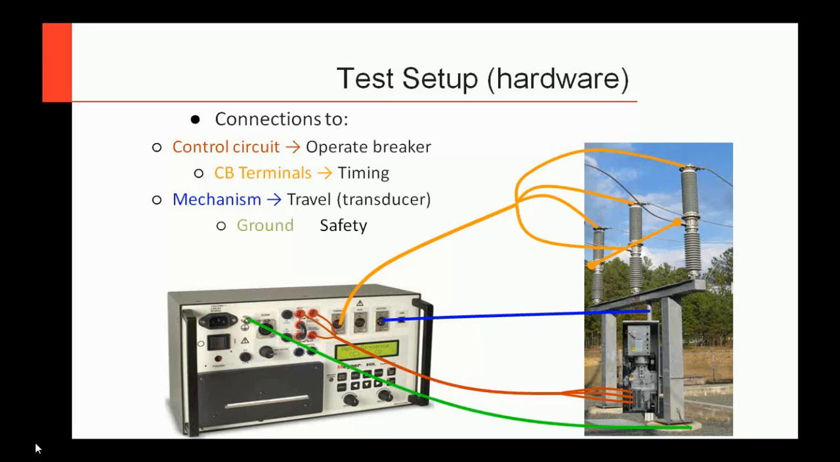All right, so when performing time and travel analysis, there's a few things. Of course, you need to hook up to the control circuit so you can operate the breaker, tell it to close, tell it to open. You need to hook up to the actual timing terminals, or the bushings, so you can perform your contact time analysis. Then to the mechanism, you hook up your travel transducer, so you're getting the actual motion of that interrupter. And of course, if you're out there in the field, you want to make sure you always have your ground on for safety reasons.